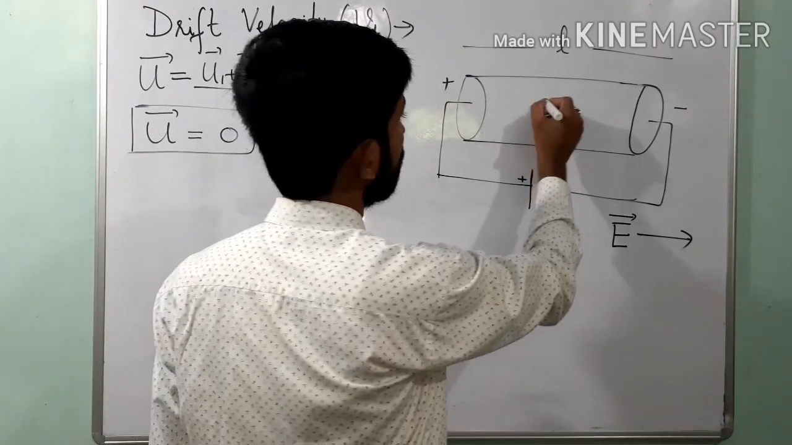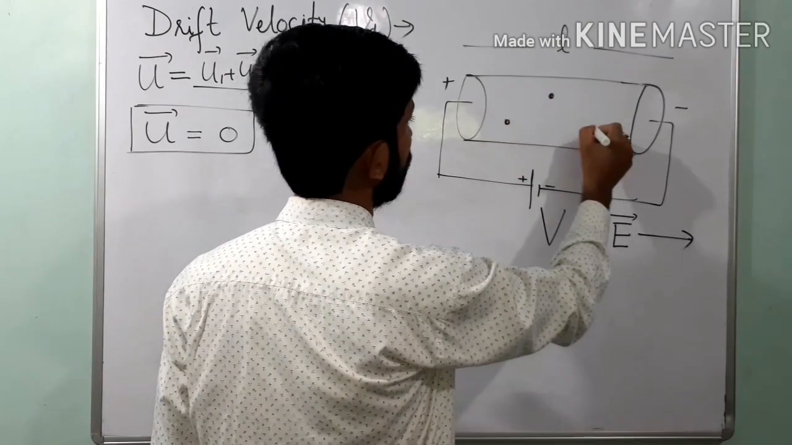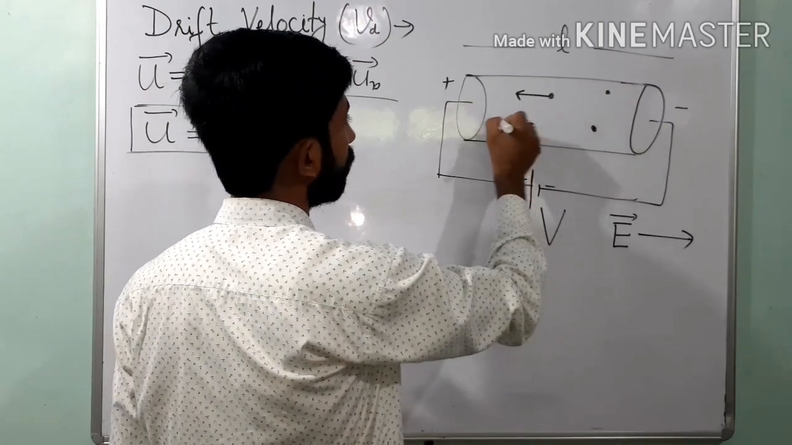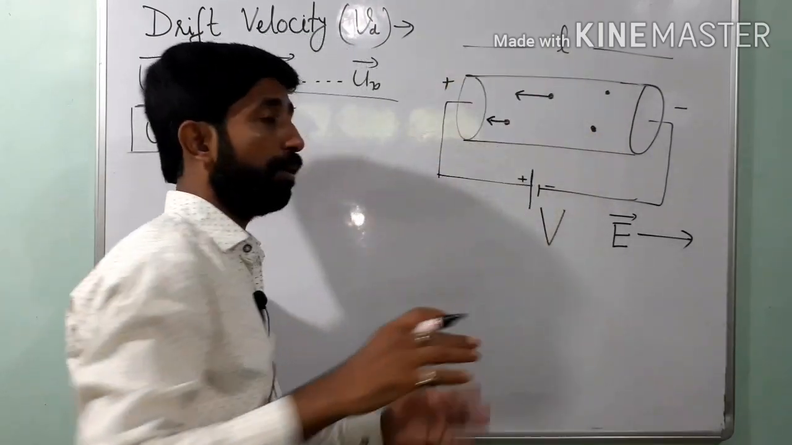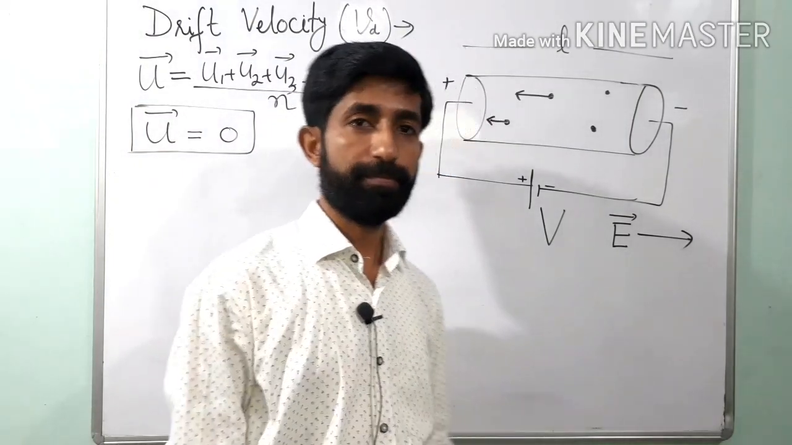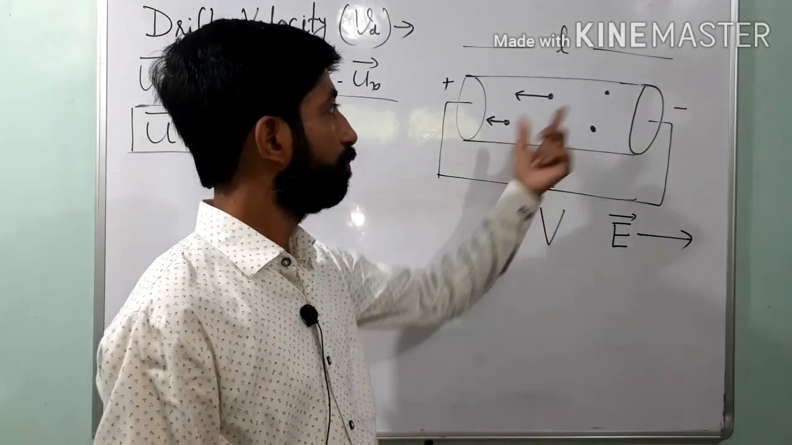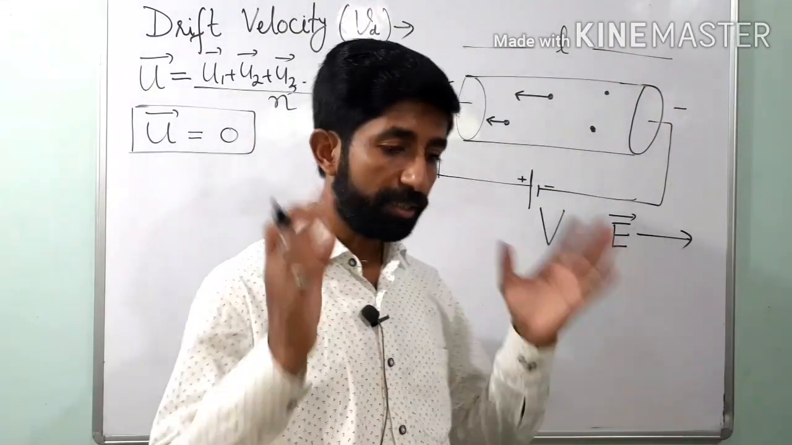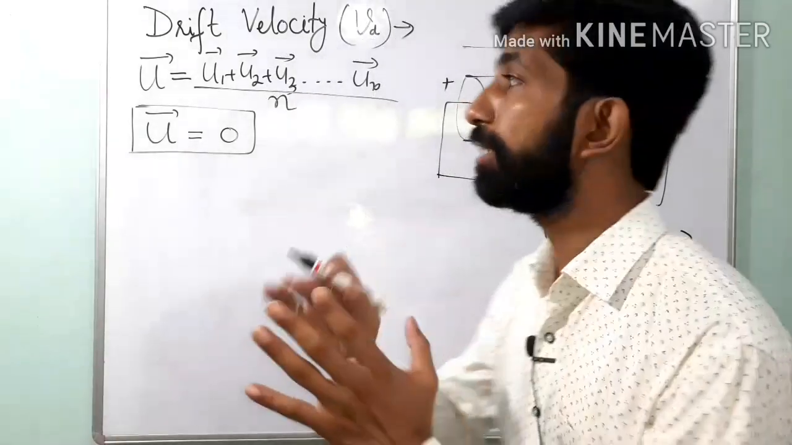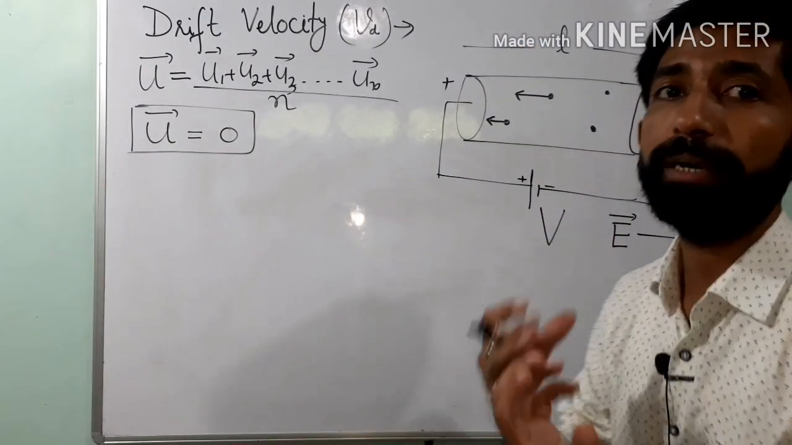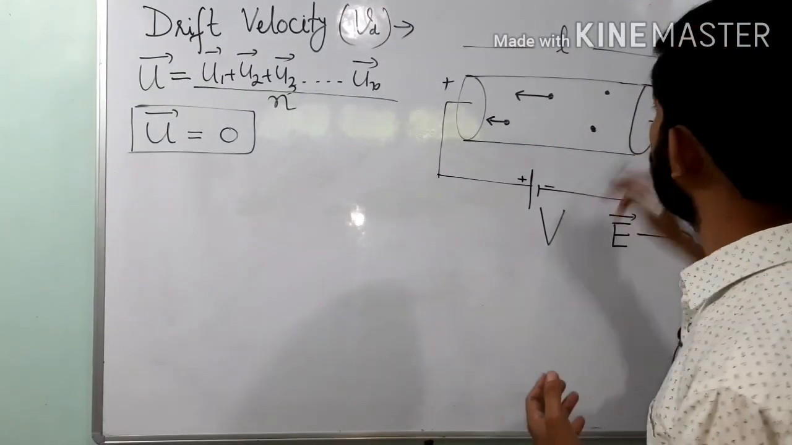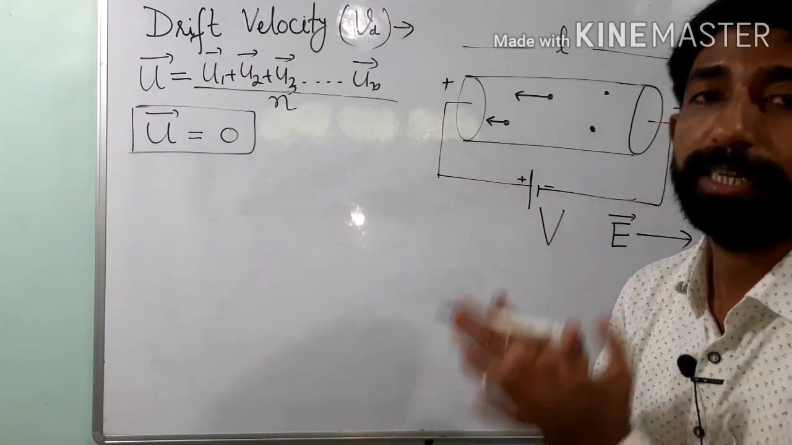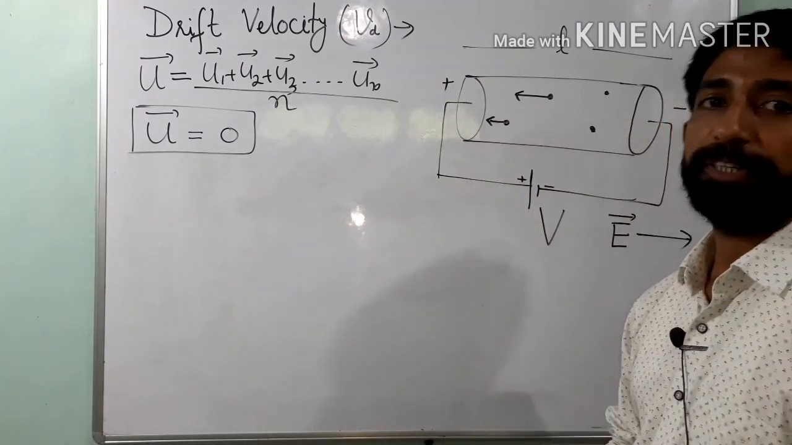Now suppose these are the electrons. These electrons now have a tendency to move from the negative end to the positive end. Whatever restrictions, whatever resistance, whatever collisions are there, finally the electrons will be compelled, forced to move from this end to that end, and this process makes the electric current flow through the particular conductor.